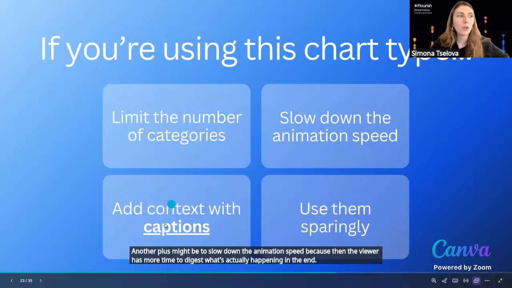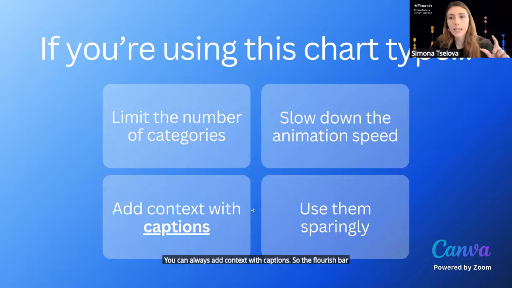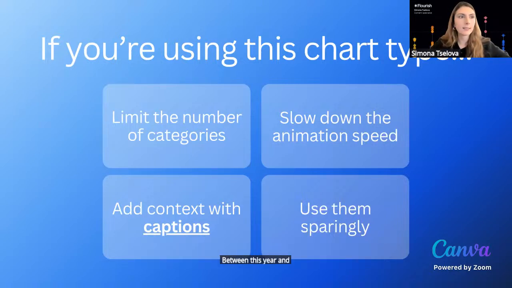You can always add context with captions. The Flourish bar chart race supports timed captions, so for example, you can add a dynamic annotation that says between this year and that year, something has happened.